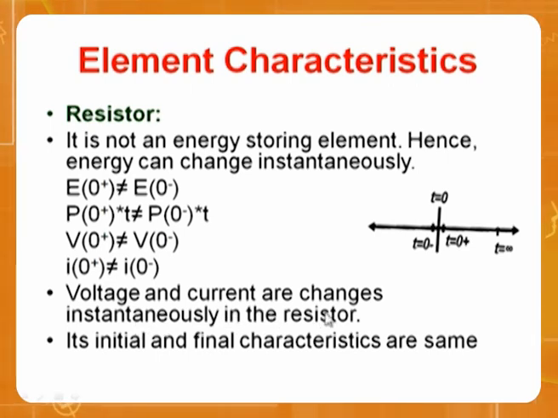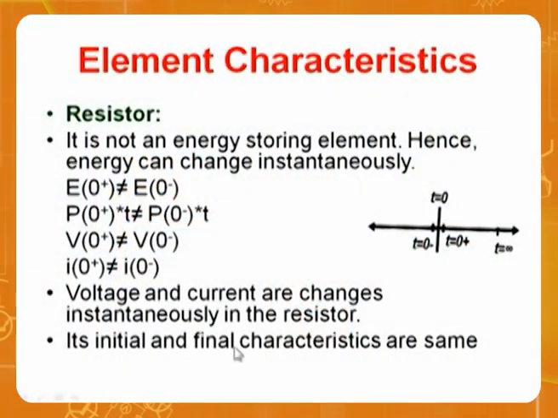Therefore voltage and current change instantaneously in the resistor. That means just before switching and just after switching, they can have different characteristics. One is different, the other is different. So you don't need to have the same values, because they can change, because they are not energy storage elements. So finally, I am concluding, voltage across a resistor just after need not be equal to just before. Current also need not be equal. So current can change, voltage can change instantaneously. That's the meaning.